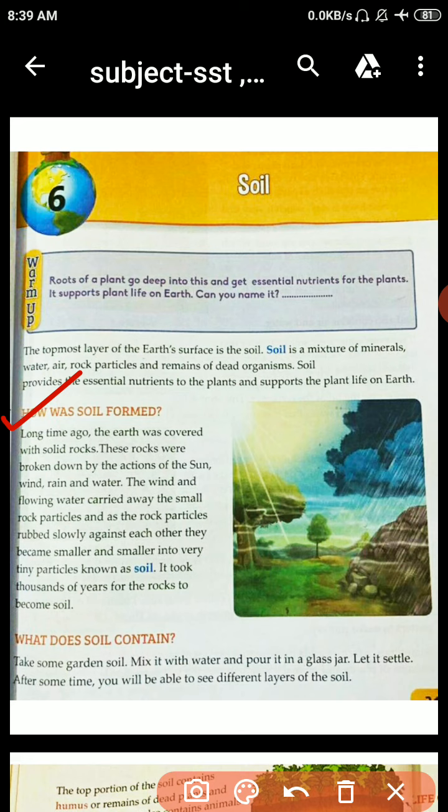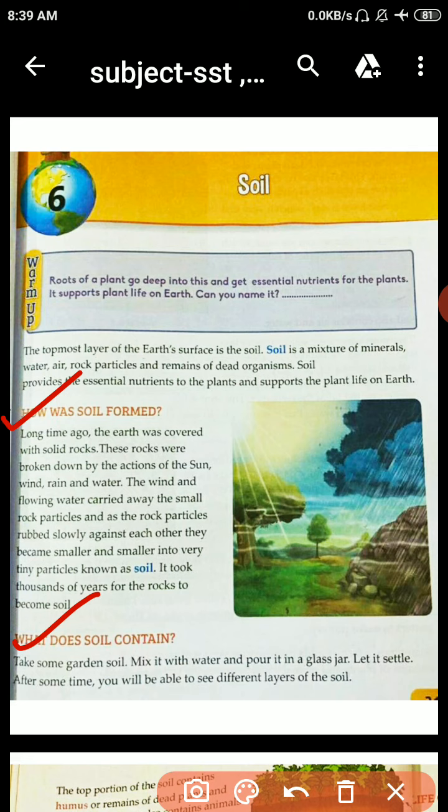Take some garden soil, mix it with water and pour it in a glass jar. Let it settle. After some time, you will be able to see different layers of the soil. How is it possible?